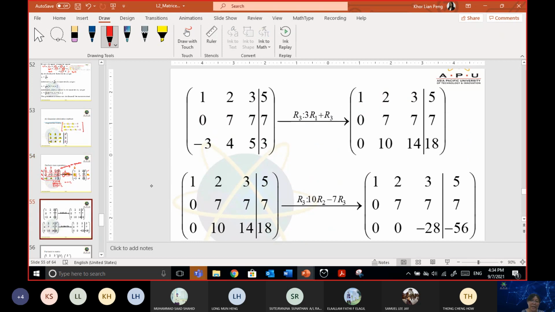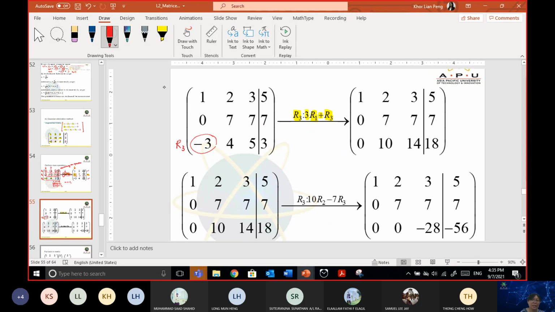Next, we want to make this a 0. Since we want to make this 0 and it involves the third row, that's why here we involve the row operations on the third row. So how to make this a 0? We are taking 3 multiplied with the value of the first row and then plus the third row.